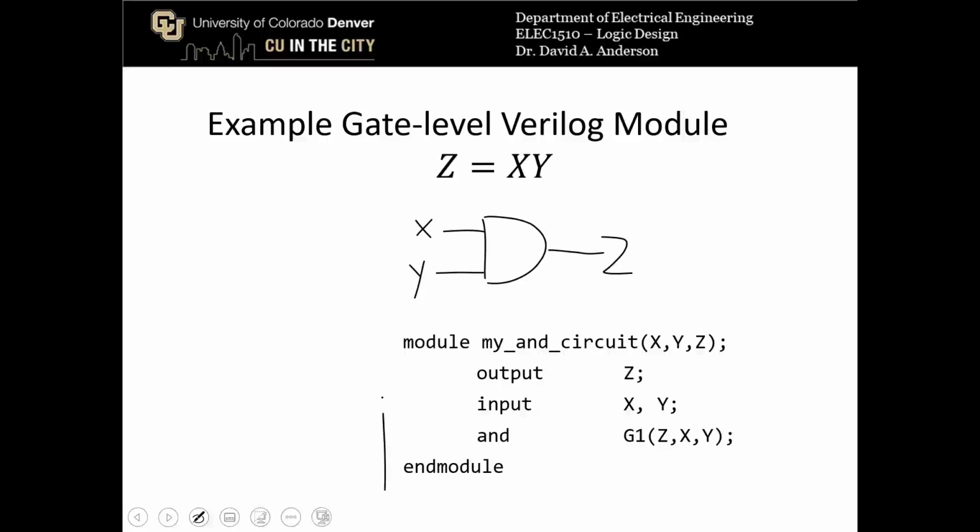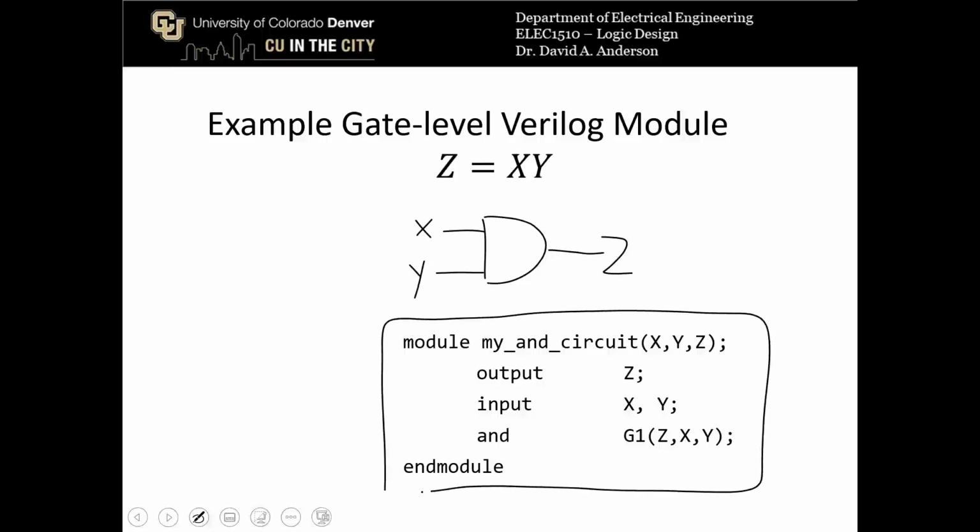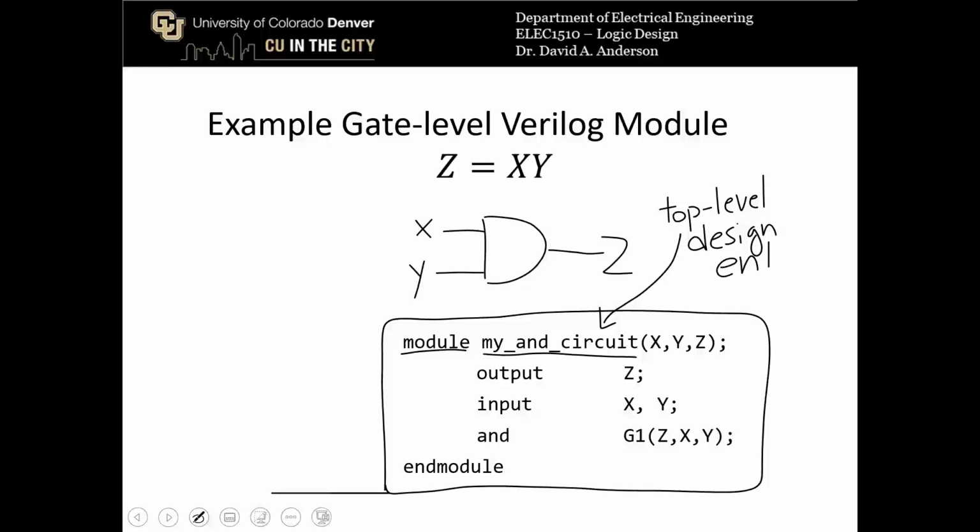Now here is the Verilog implementation. I'm going to define a module, and I will call it my AND circuit. You can call that whatever you want. Typically, for the main module in your implementation, if you have more than one module, this will be called the top-level design entity, which most of the time at this level in Quartus is the same as the name of your project. And then we write our inputs and outputs, so x, y, z.